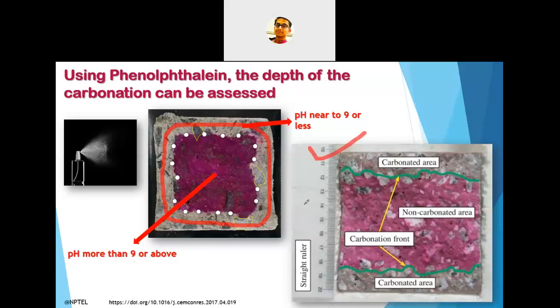You can also see one more picture on the right side. This is also data that has been collected from research. They have very nicely shown how they differentiated the carbonated area and the non-carbonated area by using phenolphthalein indicator. So easily we can understand up to how much depth the carbonation has occurred, or how deep the concrete surface is suffering from carbonation.